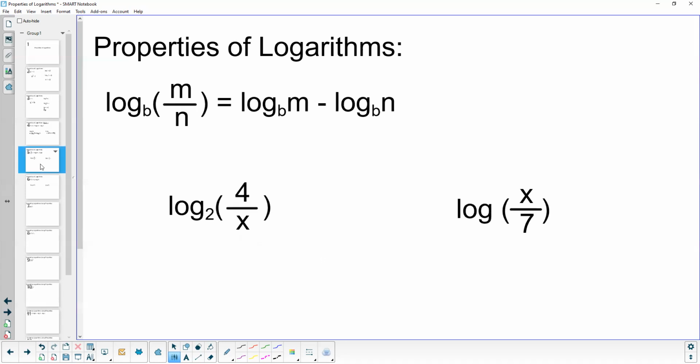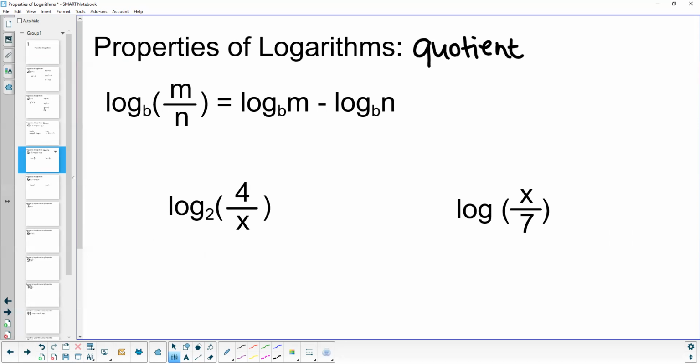Our next one is actually called the quotient property of logarithms. And the reason why is because we've got two things that are being divided that we're evaluating in our logarithm. So for example, we have one here of log base 2 of 4 divided by x, or the log of x divided by 7.